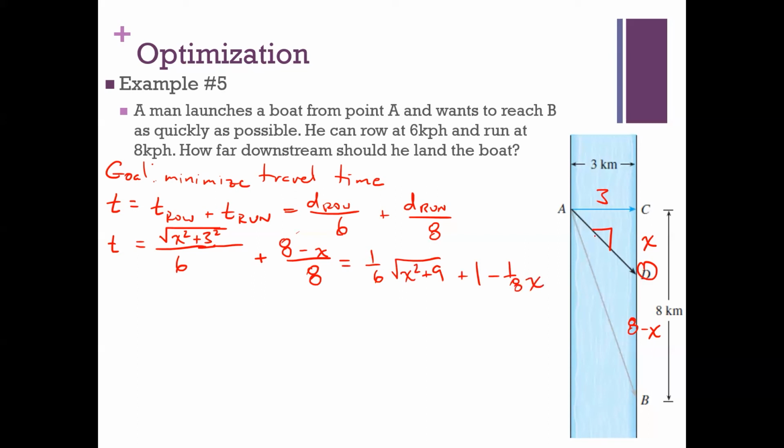I'm trying to find the minimum of a function. Yeah, so you've got to take the derivative. I need a derivative. So I'll call this dT over dX, which probably looks a little weird, but it's okay. First term is the hardest to deal with. So 1/6 times 1/2 times (x squared plus 9) to the negative 1/2 times 2x. And then minus 1/8, right?